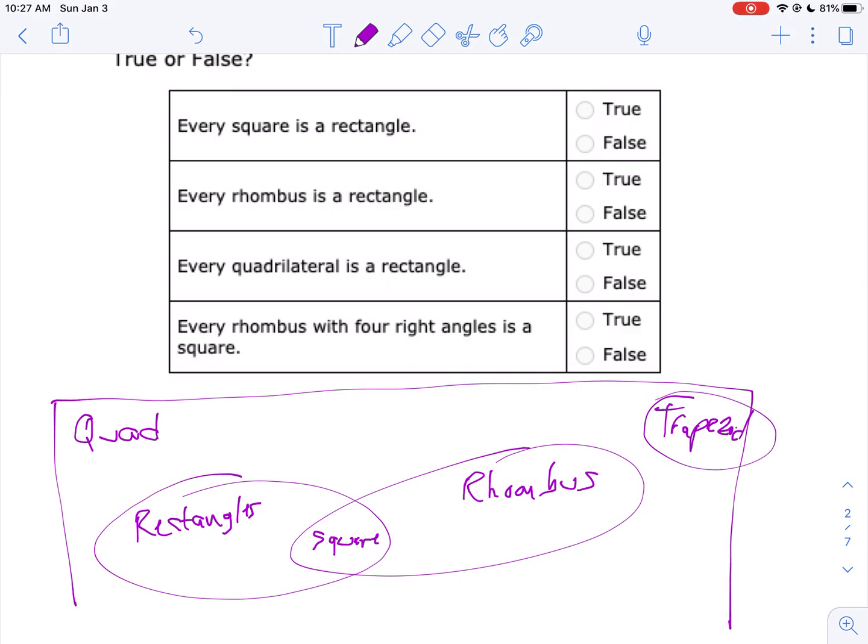Every square is a rectangle. Yes, every square is a rectangle because it's inside the rectangle. Every rhombus is a rectangle. Nope, only some of them are. Every quadrilateral is a rectangle. No, we have some quadrilaterals that are not rectangles. So that one's false. Every rhombus with 4 right angles is a square. Well, a rhombus has 4 equal sides, so if it has 4 right angles, it is a square, so that one's true.